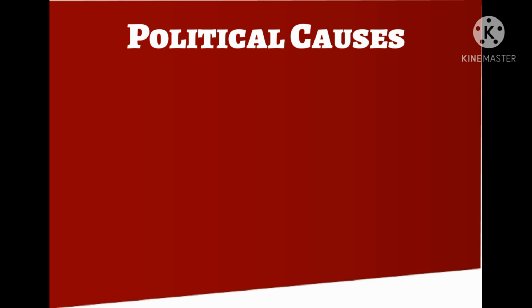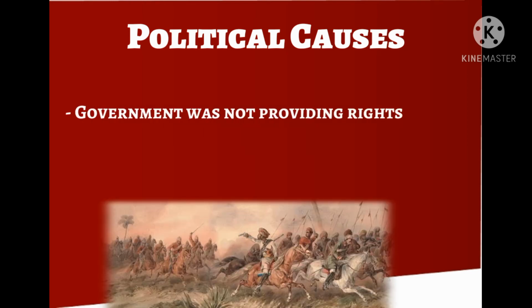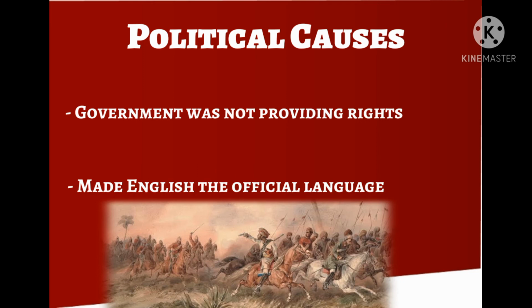So what were the political causes of the War of Independence? The political causes were that the British government was not providing equal rights to the people of the subcontinent, and the other reason was that they replaced Arabic and Hindi and made English the official language of the subcontinent.